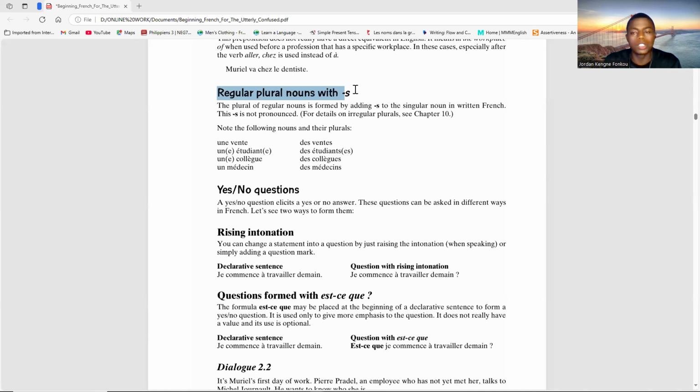Class, the third part of chapter 2, where we'll be covering starting from the regular plural nouns. As we already said in the first two parts of this chapter, we studied numbers, days of the week, months, saw how to say the date and introduce people. So here we'll continue with some basic grammar terms and most importantly, how to ask a couple of questions in French, followed by some dialogues. Let's go.